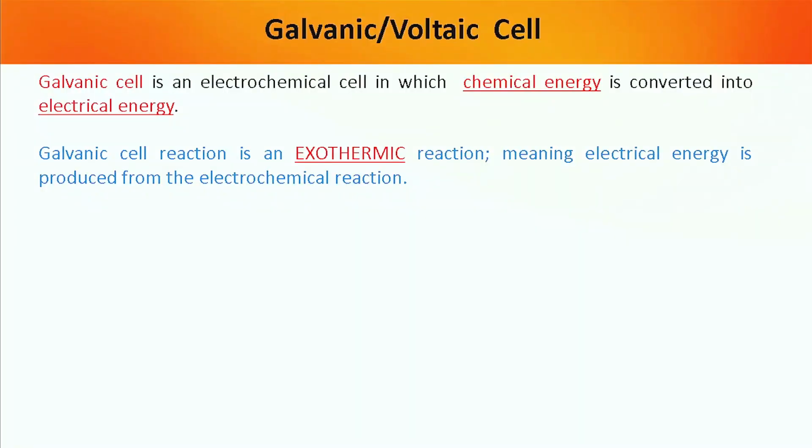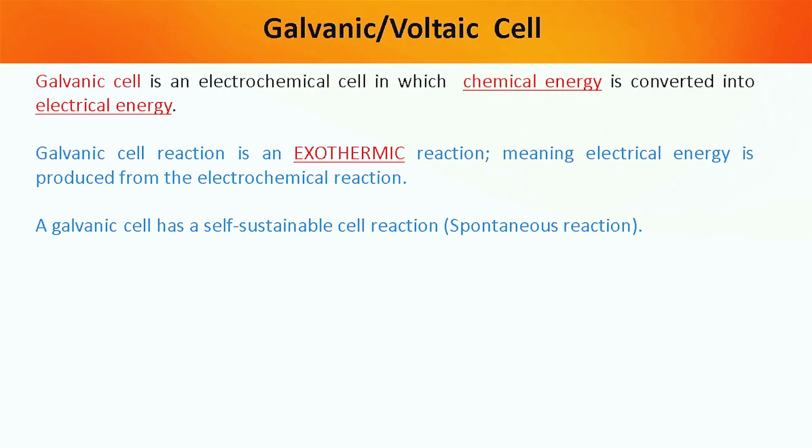So whenever we are looking at this galvanic cell or this voltaic cell, we call it an exothermic reaction. Why are we calling it exothermic reaction? Because heat is produced or energy is produced. Normally, for you to test whether something is an exothermic reaction, you will realize that at the end of the reaction, the test tube gets hotter. So in a galvanic reaction, electrical energy is produced from the electrochemical reaction, as you can see on your slides.